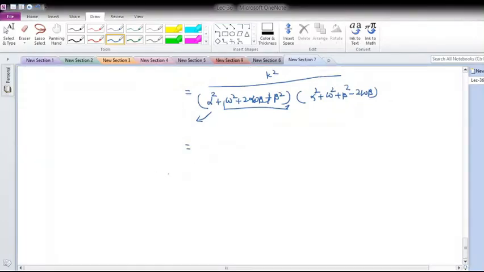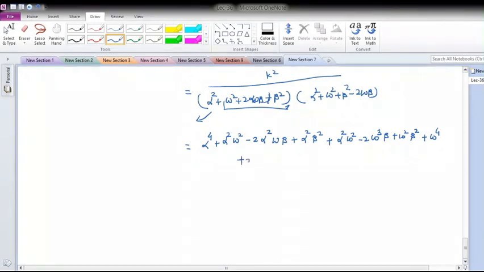So this denominator part, if you solve, I have got it this way. Alpha raised to 4 plus alpha square omega square minus 2 alpha square omega beta plus alpha square beta square plus alpha square omega square minus 2 omega cube beta plus omega square beta square plus omega raised to 4 plus 2 alpha square omega beta plus 2 omega cube beta minus 4 omega square beta square plus 2 omega beta cube plus alpha square beta square plus beta square omega square minus 2 omega beta cube plus beta raised to 4.